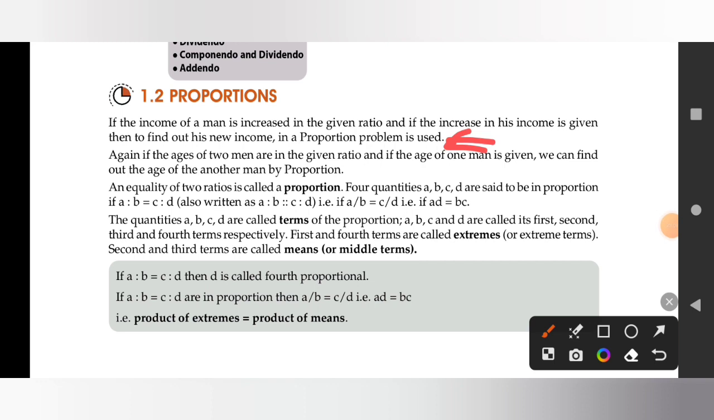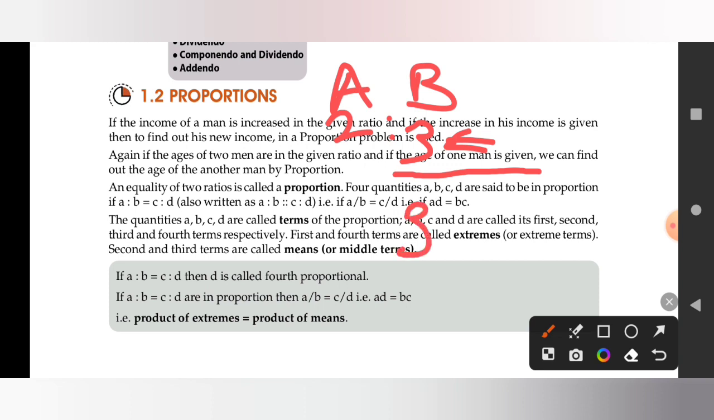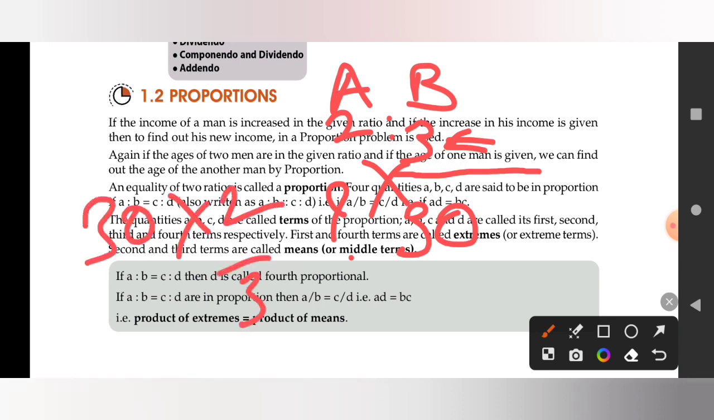Again, if the ages of two men are given, suppose there are two men, A and B, and the age ratio is 2 is to 3. If the age of one man is given, for example, let's take it as 30 years of B. B is 30 years. So what is the age of A? Cross multiply, right? 30 into 2 by 3.